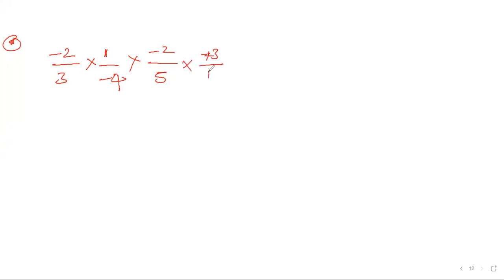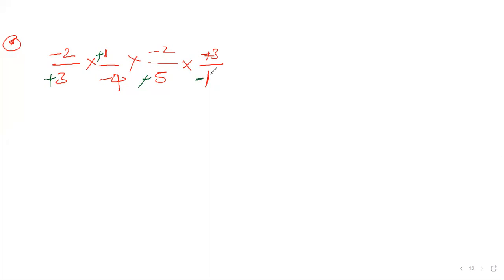Yes. Now we'll go to the next question. Some little typical. You try to do it: minus 2 by 3 into 1 by minus 4, then you multiply with minus 2 by 5, and 3 by 1. So the first has no sign, 1 by 4. The second one, 1 by minus 4. Third one, minus 2 by 5. Fifth one, 3 by minus 1 you take.